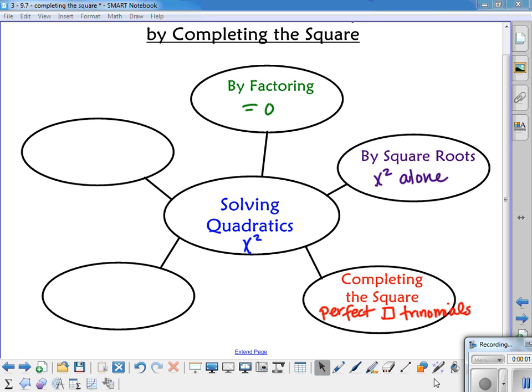Okay, so we've been solving quadratics. If it's a quadratic, that means it has an x squared in the equation. First we did it by factoring, by setting it equal to 0. Then we did it by square roots, getting the x squared alone. Today we're going to learn to do it by completing the square, which means we have to make perfect square trinomials.